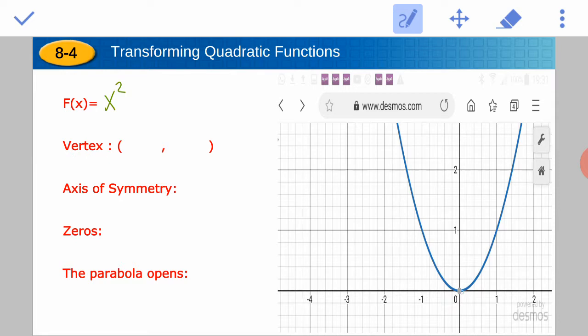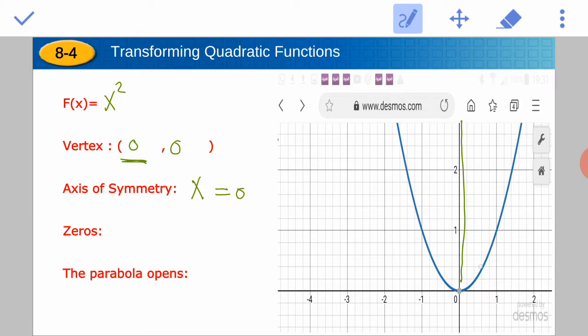This parabola has a vertex at the origin, point (0, 0), and it has an axis of symmetry, or line of symmetry, that line that divides the parabola into two symmetrical parts. Its equation is x equals 0, the equation of the y-axis. We get this equation from the x-coordinate of the vertex all the time. Another characteristic is called zeros of a quadratic function.